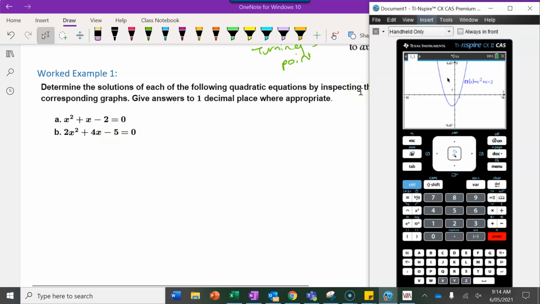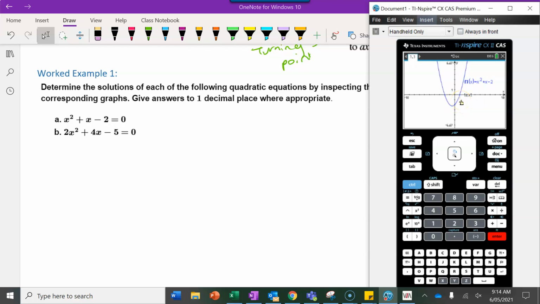Okay, so as we can see from our graph, it has 2 x-intercepts. One over here on the left and one over here on the right. Now, when you're thinking about these graphs, I want you to note, okay, one of my x-intercepts should be negative because it's on the left, it's on the negative part of the x-axis, and one is on the right, so it should be positive.